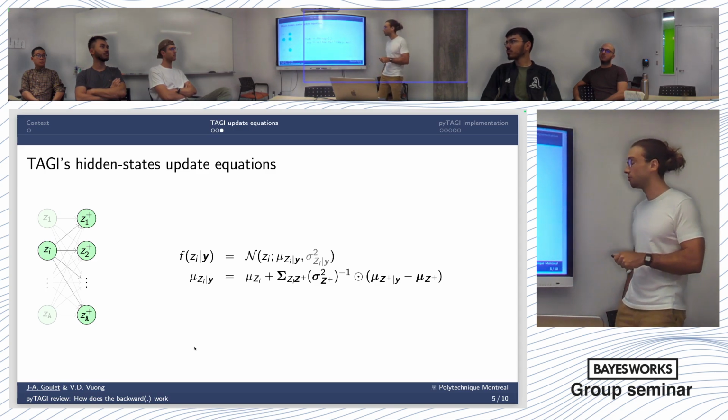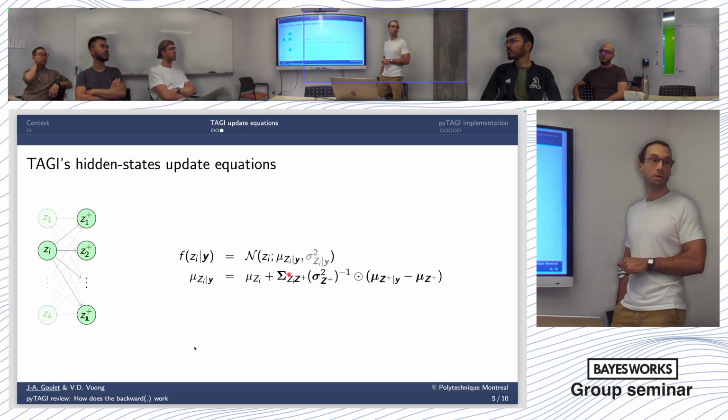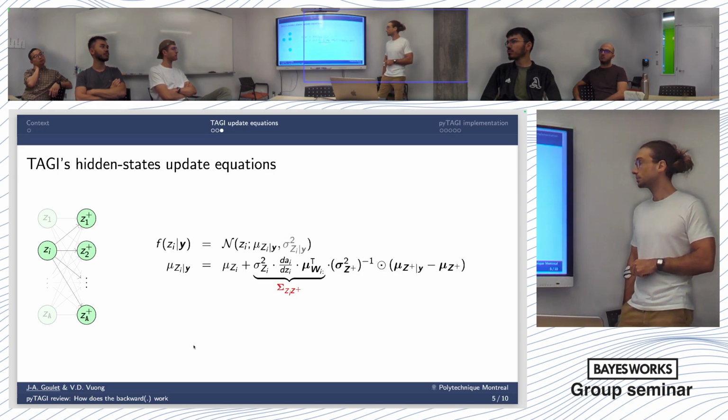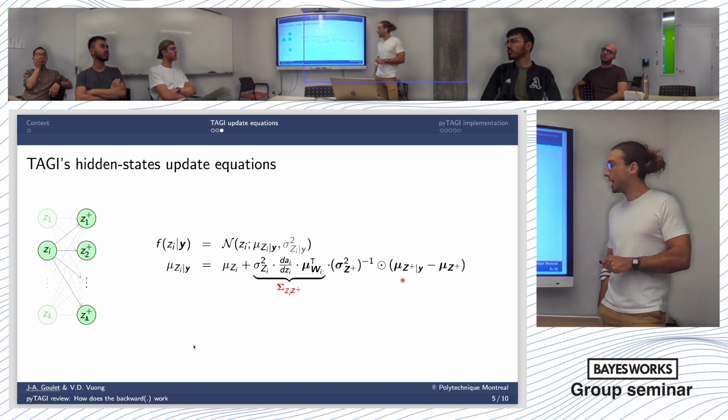Okay, so now instead of representing it as a matrix, I can do an element-wise operation with my O dot here, and I multiply by the inverse of the vector of my variance. And this term is the same as usual. If we expand what was that covariance between Zi and Zi plus, we obtain this formulation.